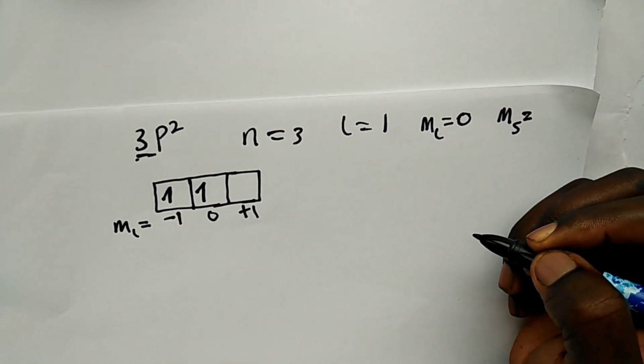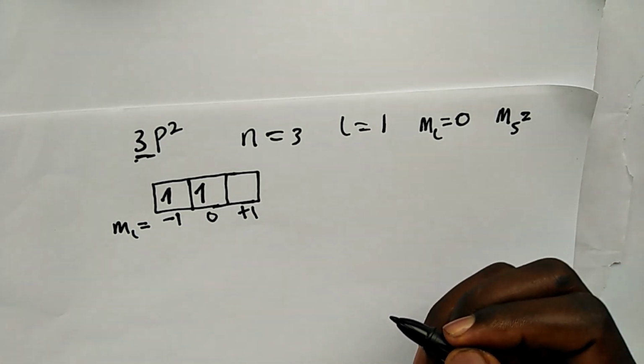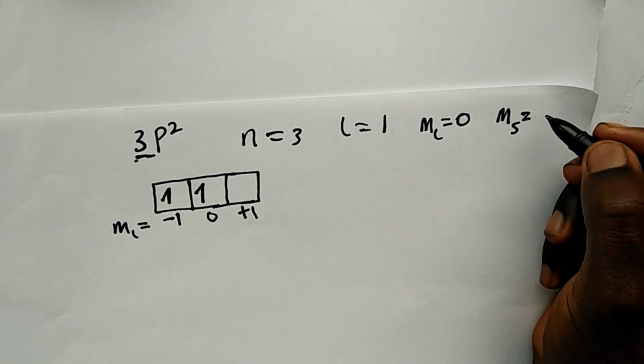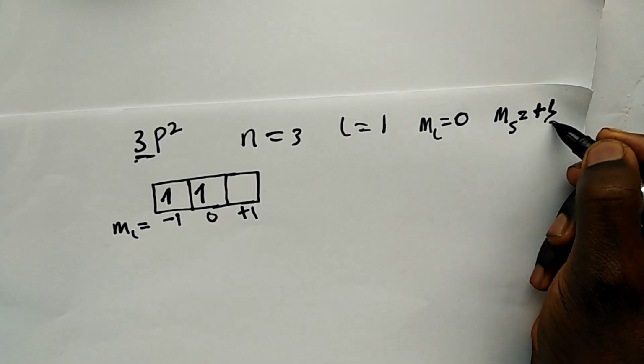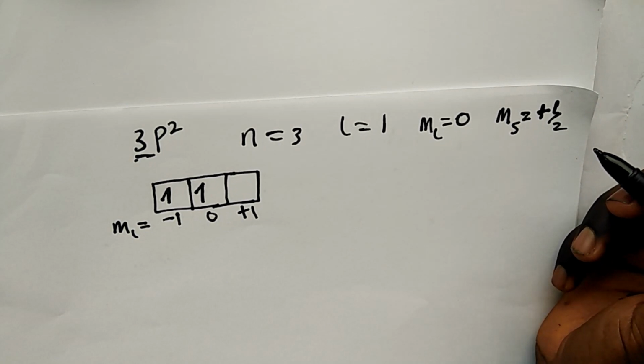Now for MS, when it spins up it's plus half, and when it spins down it's minus half. Therefore, MS is equal to plus half. So these are the 4 quantum numbers.